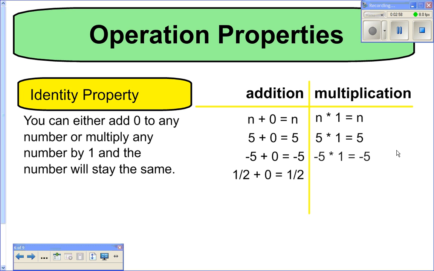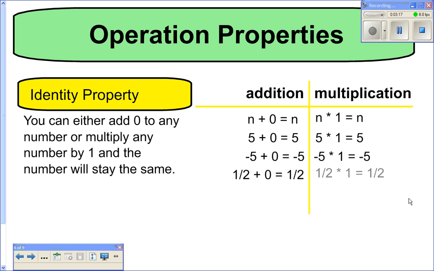Negative numbers work the same way. Any negative number multiplied by 1 will be that original negative number. Remember, a negative times a positive will still be a negative. Multiplied by a positive 1, that negative number will stay the same.